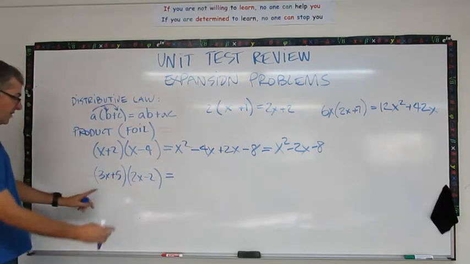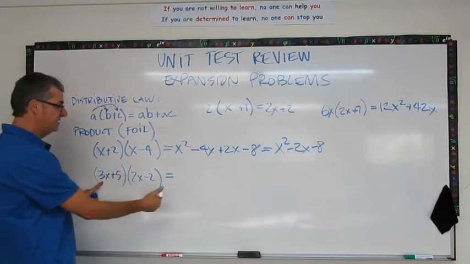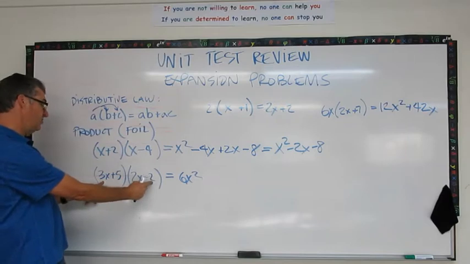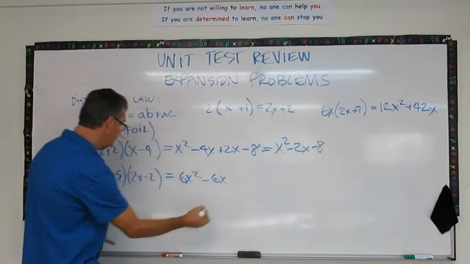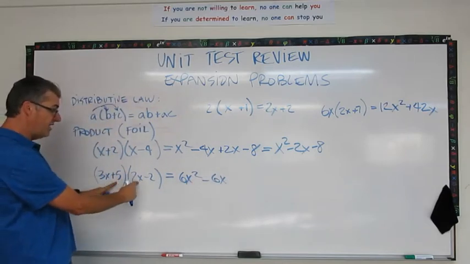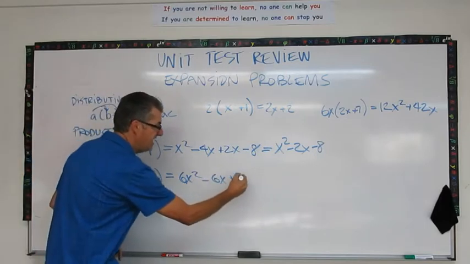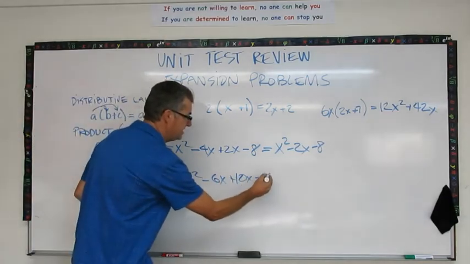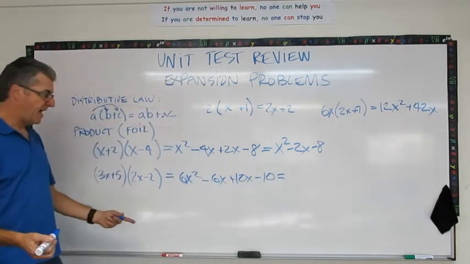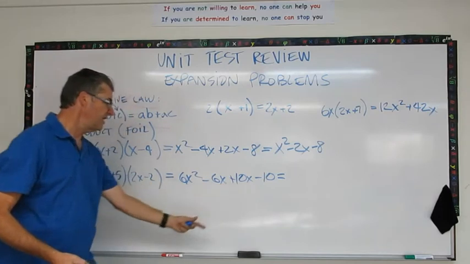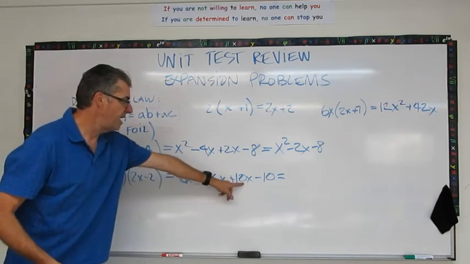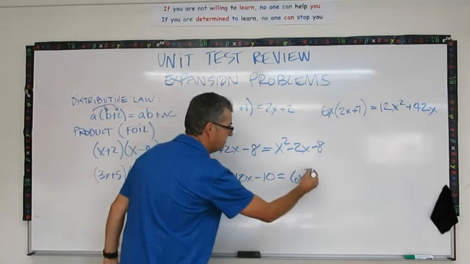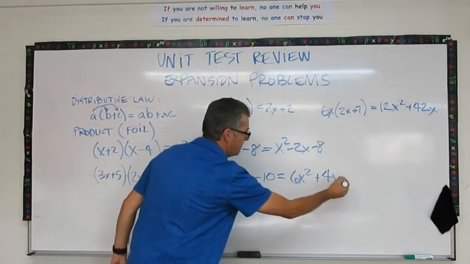Okay, first, 3x times 2x gives me 6x squared. 3x times negative 2 gives me negative 6x. 5 times 2x gives me plus 10x. And then 5 times negative 2 gives me minus 10. Now I have that middle step. I've got these two terms that are like terms. I have a minus 6x and a positive 10x. So that's going to give me a plus 4x. This will be 6x squared plus 4x minus 10.